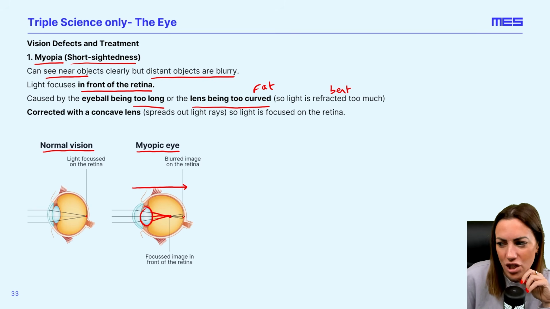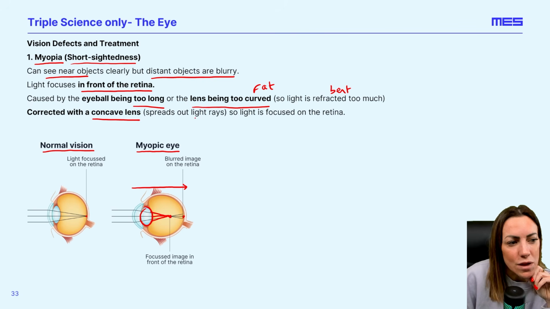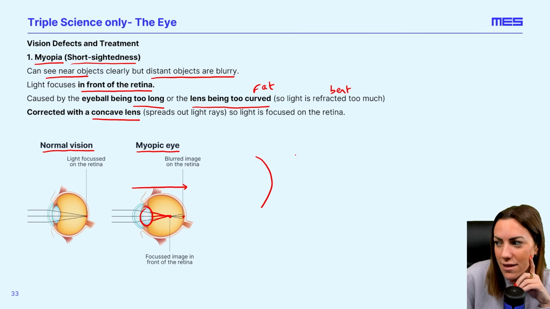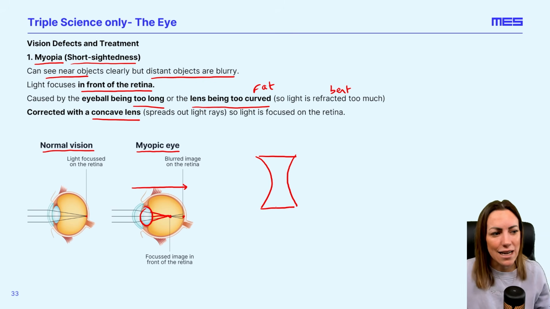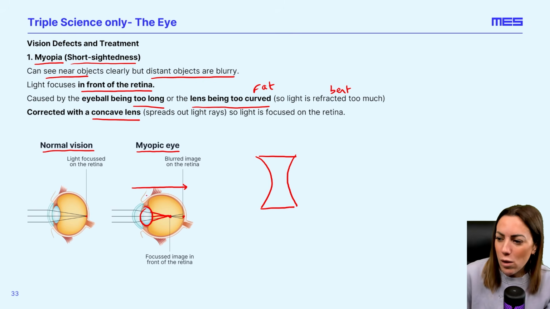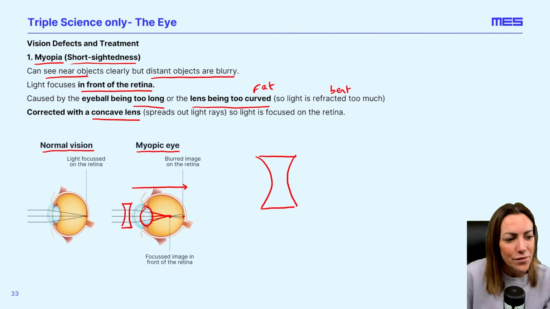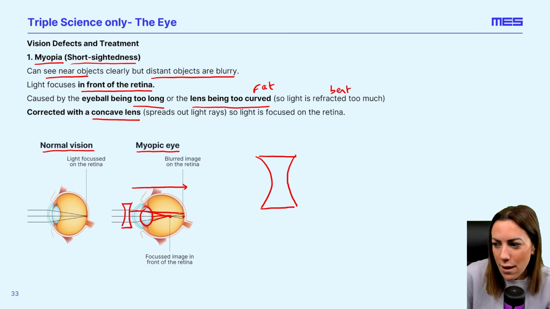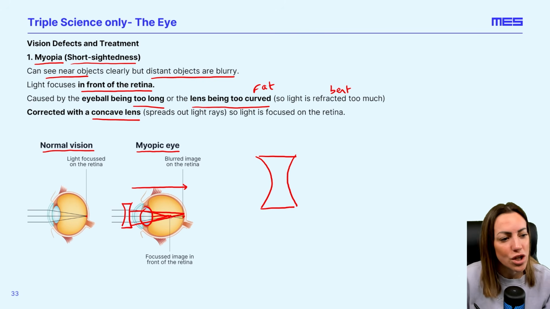Now, we want the image to focus, or the light to focus on the retina, so you could correct this with concave lenses, which will spread out the light rays so they're not bent as much. Now, a concave lens is this shape. The lens is kind of sunken in on both sides, and that will be placed, obviously if they're wearing spectacles or glasses, in front of the eye, so the light rays are not bent as much, so they do focus on the retina and they are able to see even at long distances.